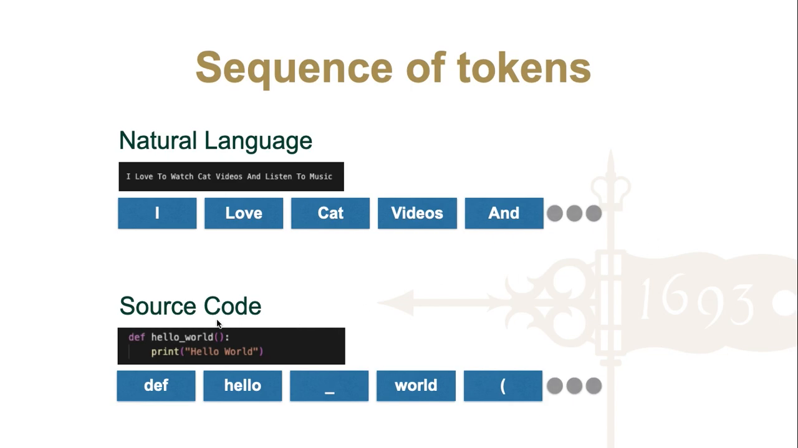In the particular case of source code, we can also represent that information as a sequence of elements that have been used to define the source code. In this example, we are defining the hello world function, and we can also represent this information as a sequence of elements.